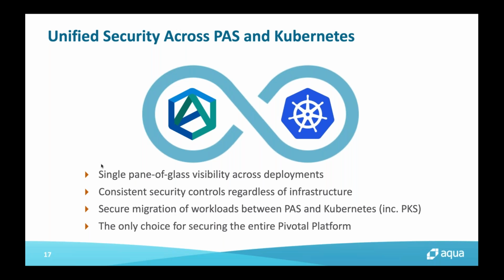And then make sure that we can secure the migration of workloads as people move from, say, PaaS into Kubernetes, or from PaaS into Pivotal's PKS offering. So again, just the flexibility to make sure that those controls can shift between workloads. And today, Aqua is the only choice for securing the entire Pivotal platform. So we're the only cloud native security tool that provides runtime protection for Pivotal Application Service today.